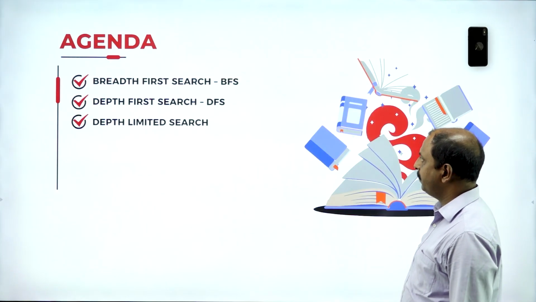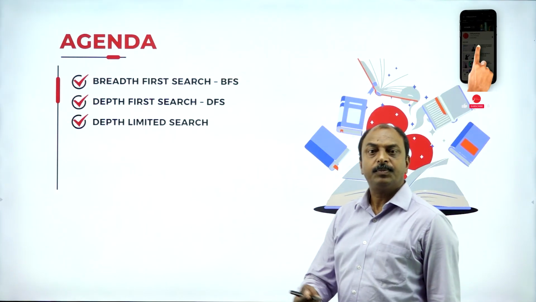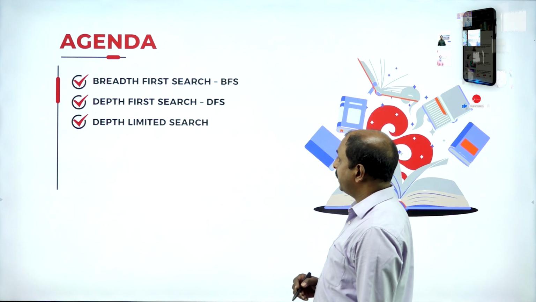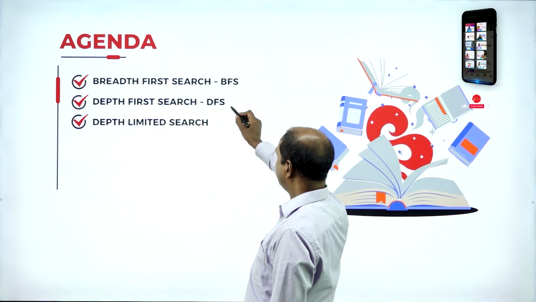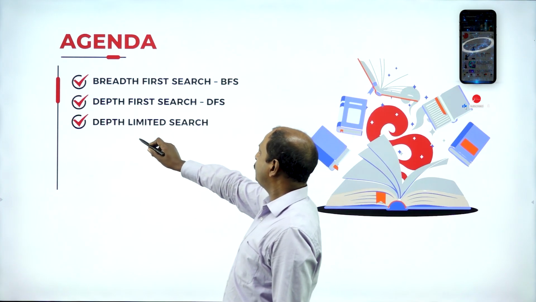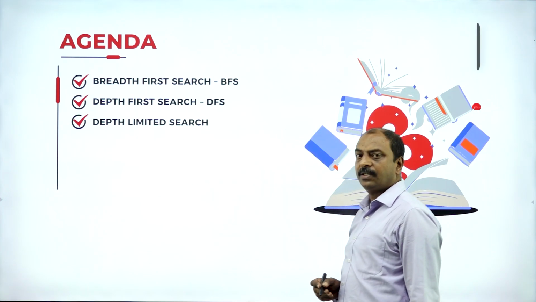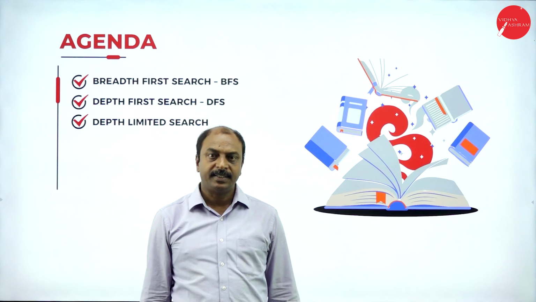In this session, we are going to talk about different types of search algorithm. So they are breadth first search or BFS, depth first search or DFS, and depth limited search. These are the concepts to be covered in this session.